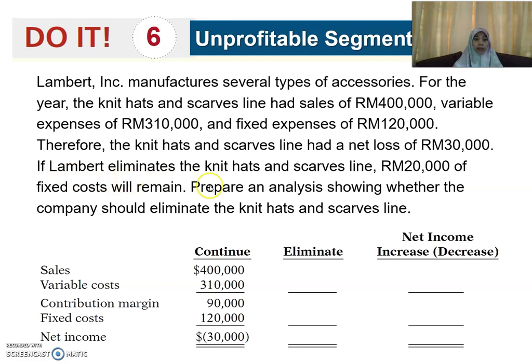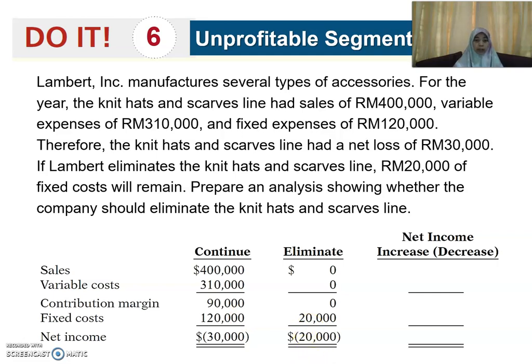Now, if you want to eliminate the knit hats and scarves line, 20,000 of the fixed cost will remain. So prepare an analysis showing whether the company should eliminate the knit hats and scarves line. You want to decide whether to continue this line or eliminate it. If you eliminate it, the sales will be 0, variable cost will be 0, and your contribution margin will be 0. And what about the fixed cost? 20,000 of the fixed cost will remain, so you will still incur 20,000.